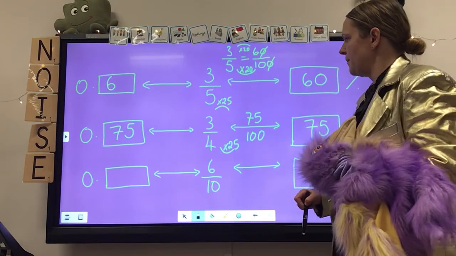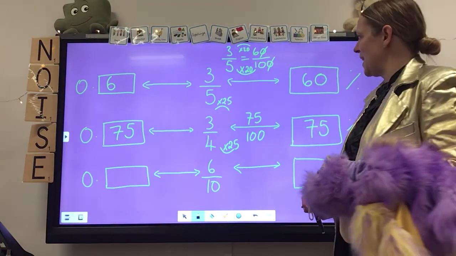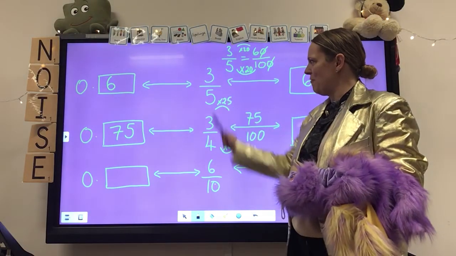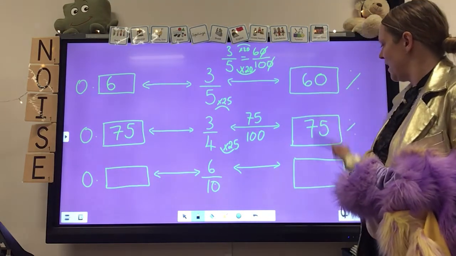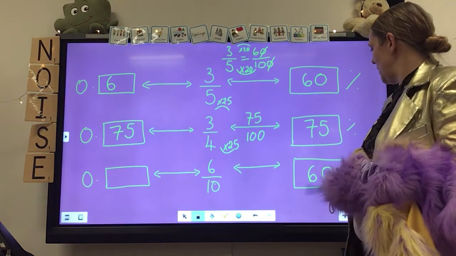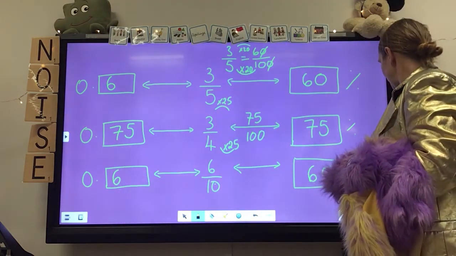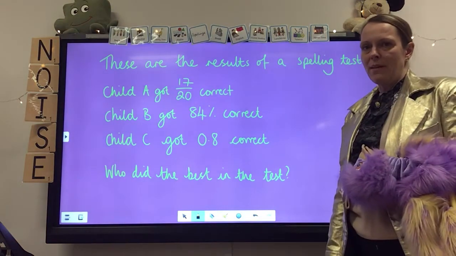Okay. Oh look, Miss Carlia made a bit of a mistake here, didn't she? Because she's literally done the same. Can you see? It's an equivalent fraction to 3/5, because I kind of got myself down to 6/10. So we can fill these ones in really quickly. 60% and 0.6.